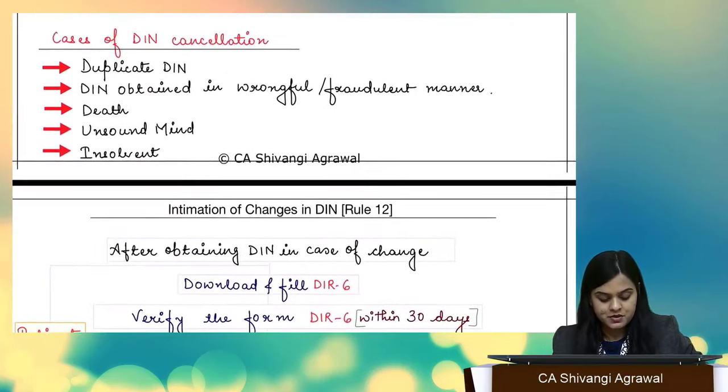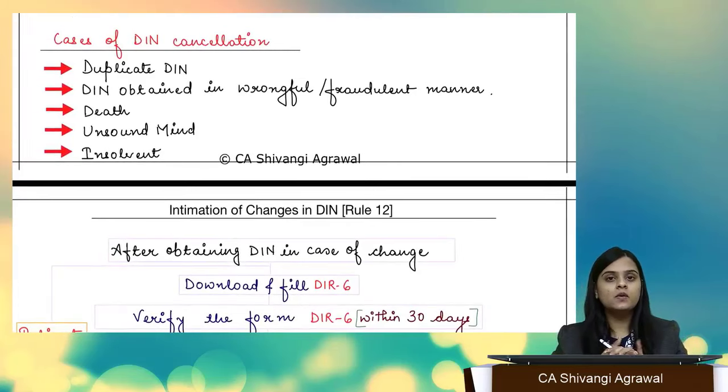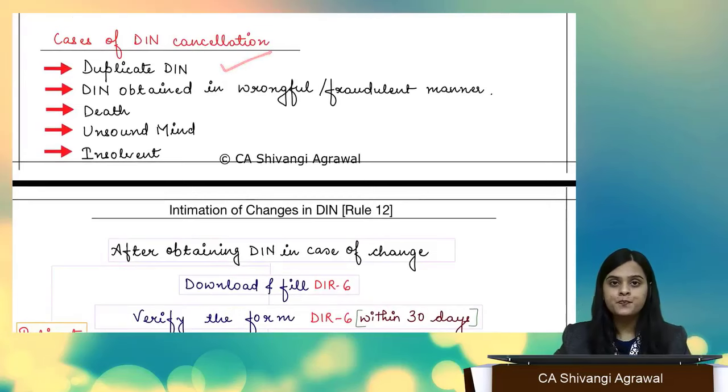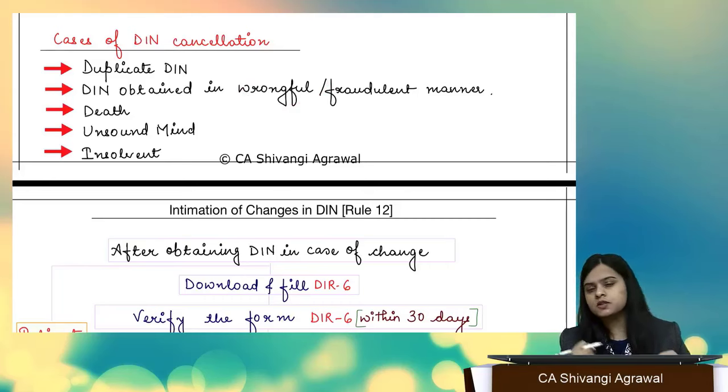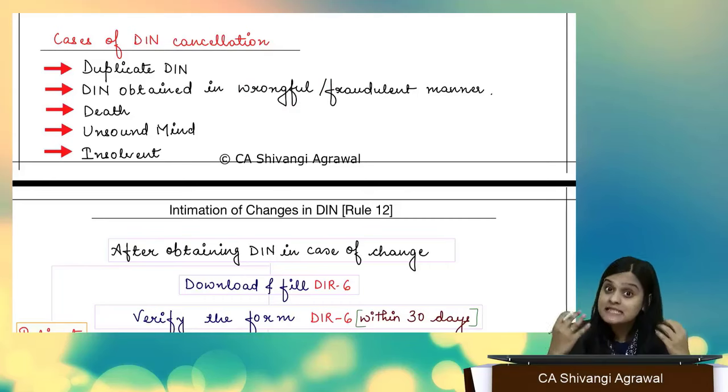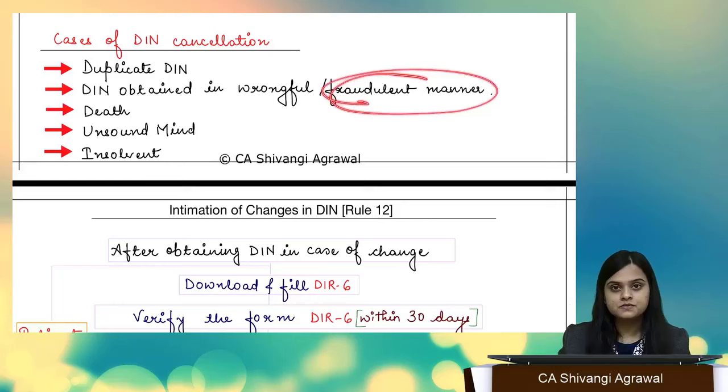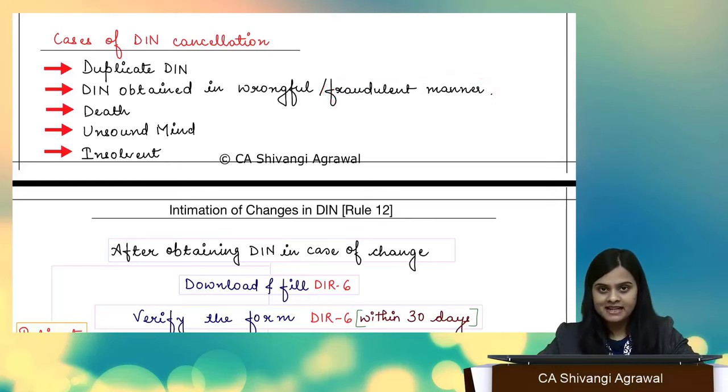The RD or central government can cancel or deactivate our DIN. When? If we have a duplicate DIN. If our DIN was obtained in some wrongful manner, that means we gave some misinformation and got the DIN, or we got the DIN with the intention to deceive someone. In both cases, our DIN can be cancelled.